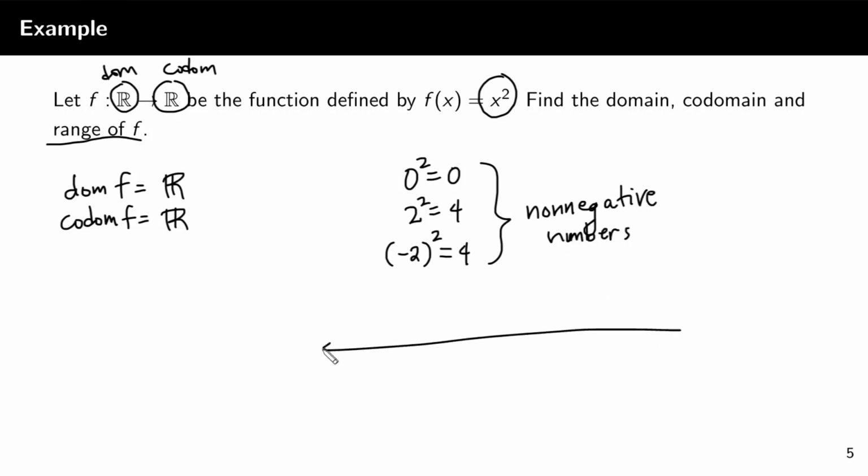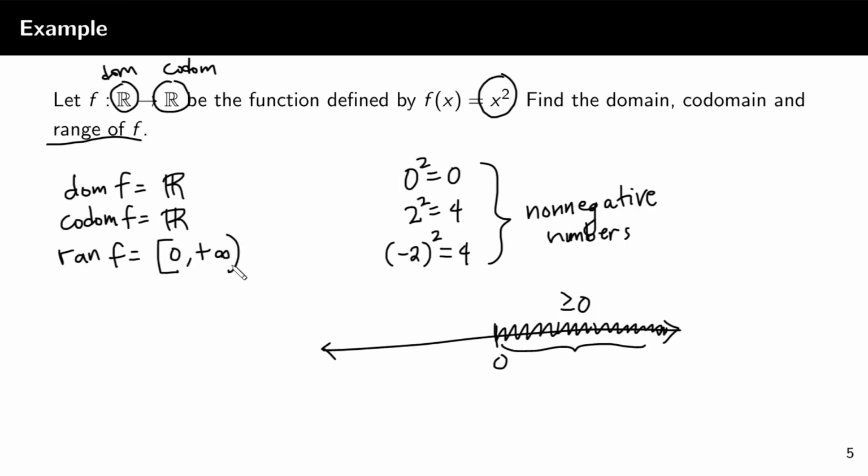So, kung ito yung real line ko, ito yung 0, ito lang yung magiging part ng range ko. So, starting from 0, and then all the positive real numbers. So, these are numbers which are greater than or equal to 0. And using the interval notation that we had earlier, I can write the range as the interval from 0 to positive infinity. Okay.